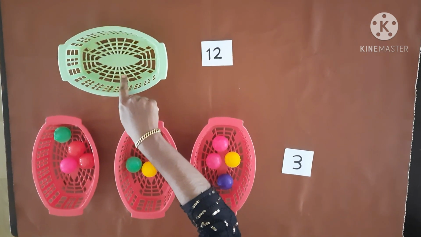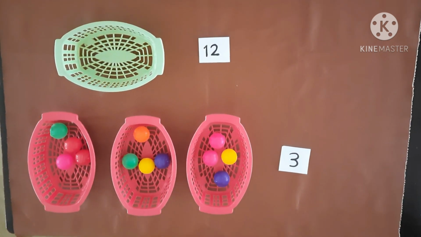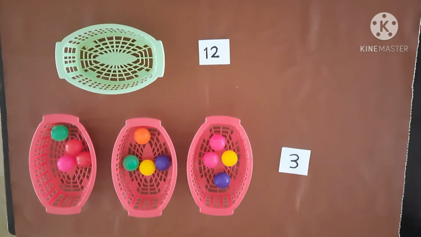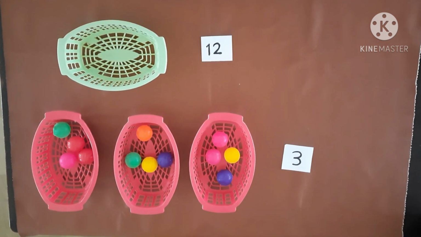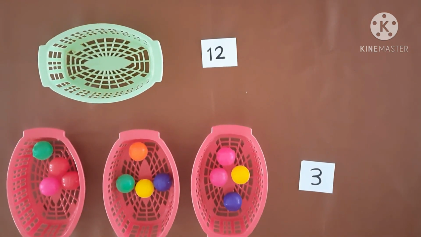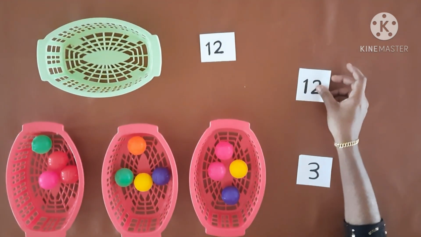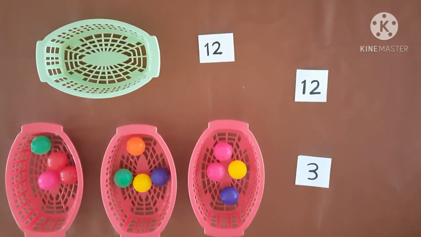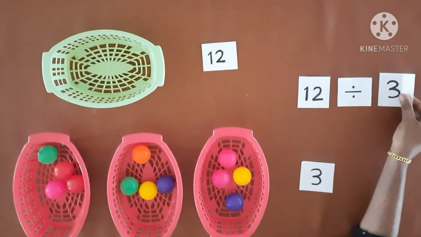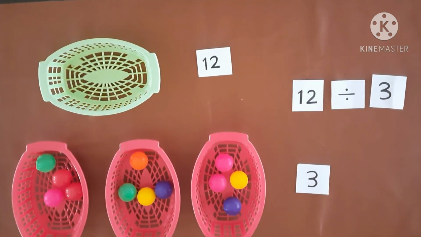Now I divided the balls into 3 baskets. Now the basket is empty. Now let's check it. How many balls are there in each basket? Here I have divided 12 balls into 3 baskets. So 12 divided by 3. So let's check the answer.